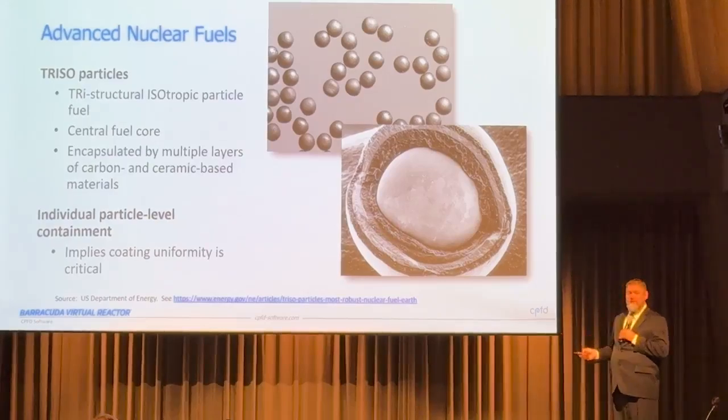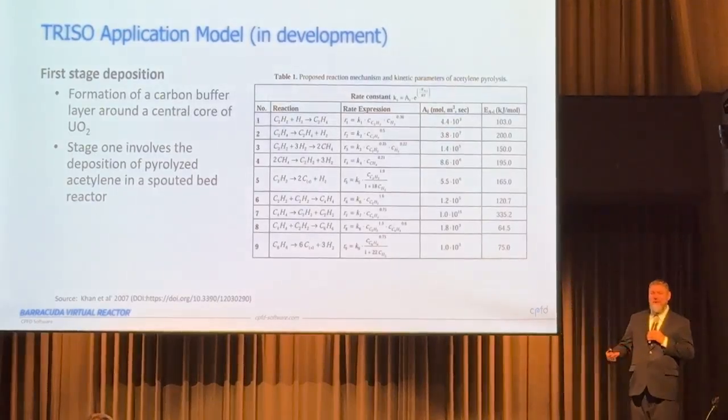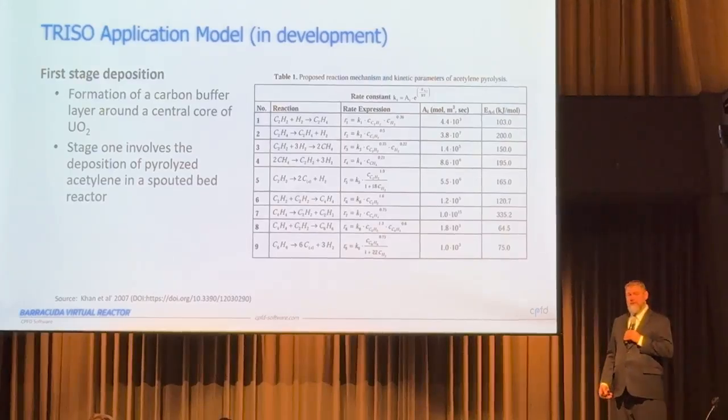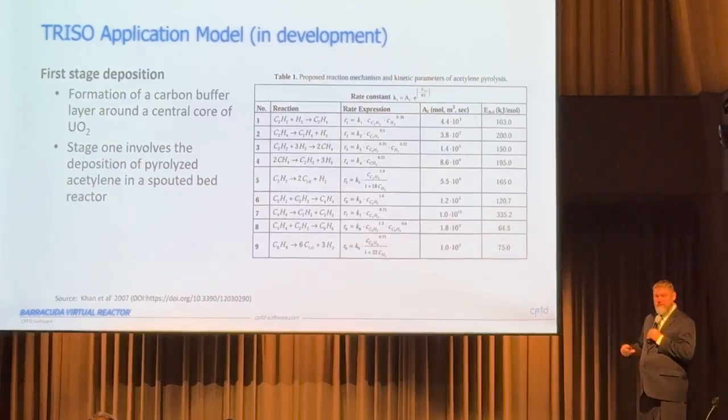Well, the way this is formed is chemical vapor deposition in a fluidized bed reactor. So we do have an application model. It's in development, so it's not ready today, but should be out in the next month or two. And with the various deposition layers, I took a screenshot here of the first deposition layer. This is formation of a carbon buffer layer around a central core of uranium oxide. You can see it's taking the gases. It's involving pyrolyzed acetylene in a spouted bed reactor, and it's depositing carbon on the surface.